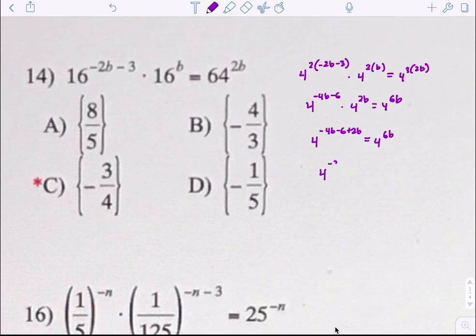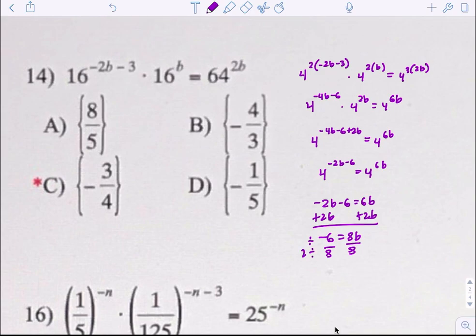4 to the negative 2b minus 6 is equal to 4 to the 6b. Now they both have a common base, which means you can just set the exponents equal to each other. So negative 2b minus 6 is equal to 6b. Add 2b to both sides. Negative 6 is equal to 8b. Divide both sides by 8. That simplifies to, if you divide top and bottom by 2, negative 3 over 4 is equal to b, which is C.